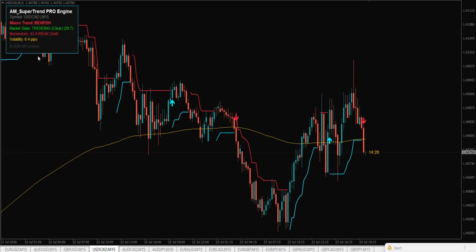Now let's move to the next chart and see how the same rules work on a faster time frame. Now this next one is deliberate, so watch carefully. A sell arrow prints on the 15-minute chart. Macro trend says bearish. Market state says trending. 2 conditions met. But look at the third line. Momentum does not say strong, it says weak.